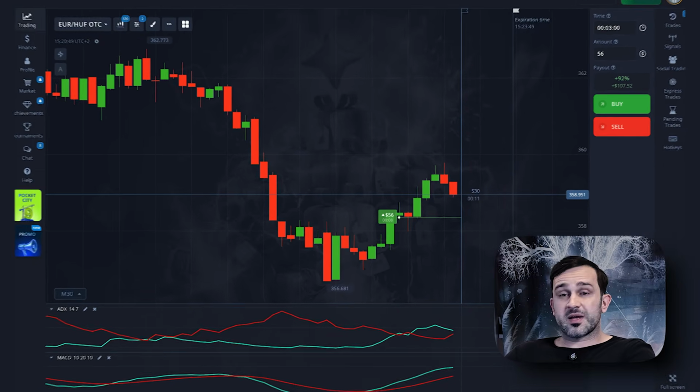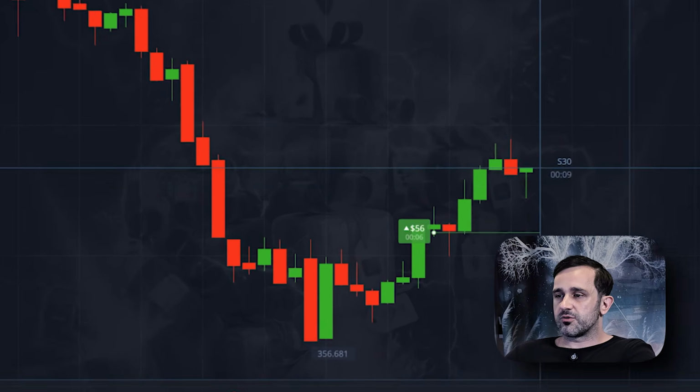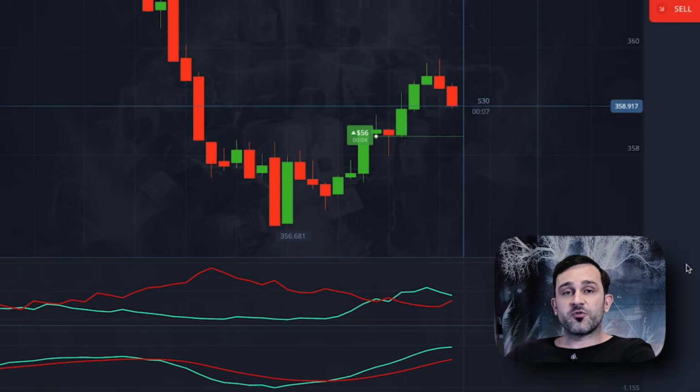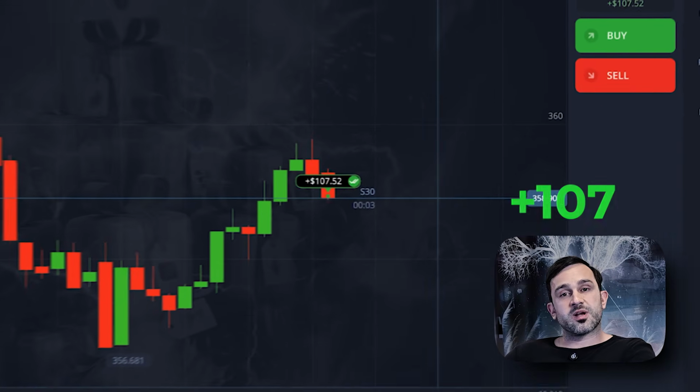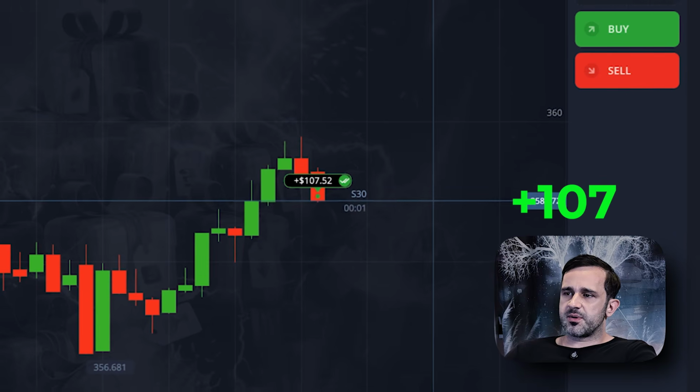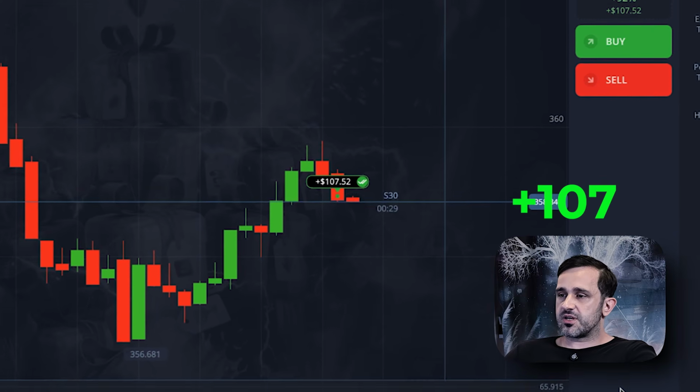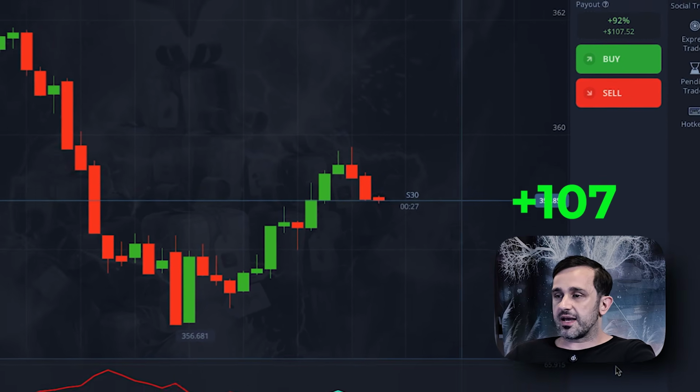The candlesticks also make perfect sense. After a prolonged downtrend, the asset found a bottom and formed the first series of confident green bars. Waiting for the trade to close, plus $107. When ADX and MACD reverse in the same direction at the same time, that's the cleanest entry point you can get. And that's exactly what we'll keep looking for.